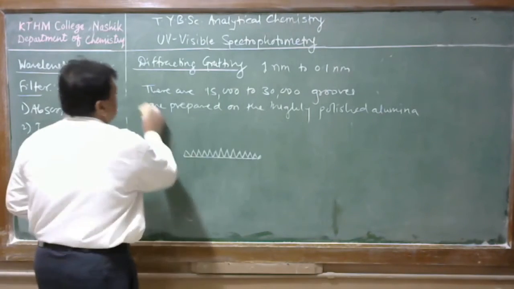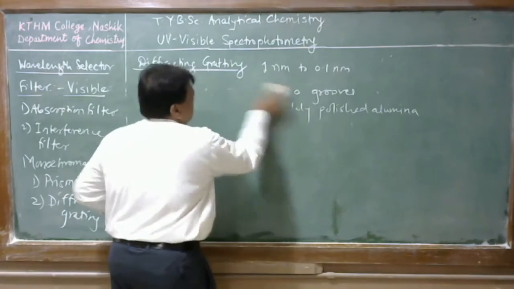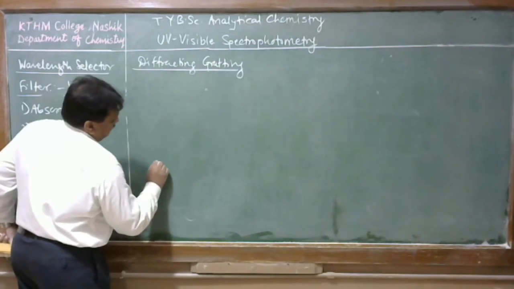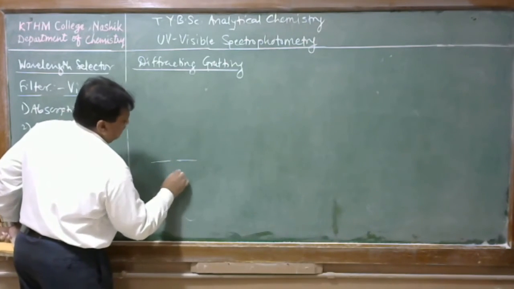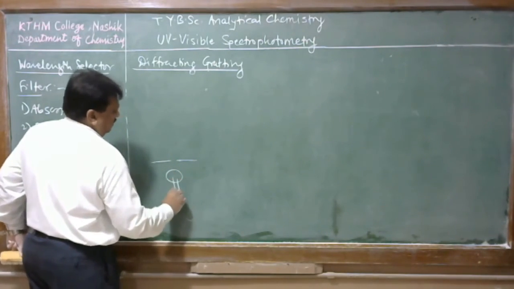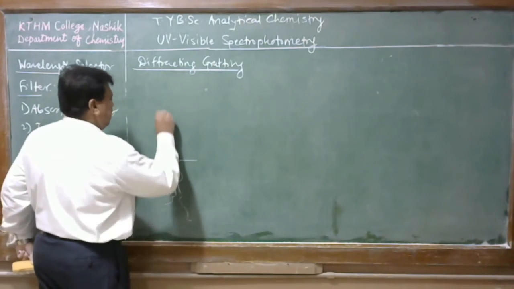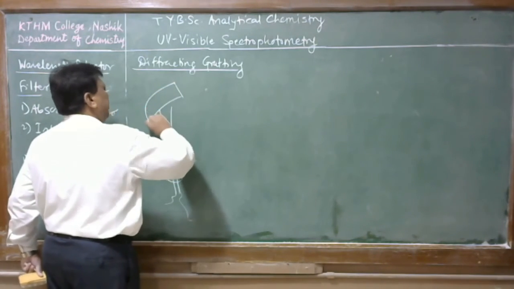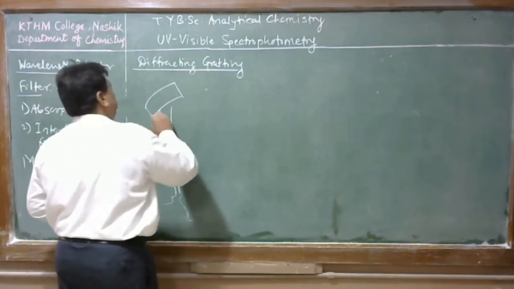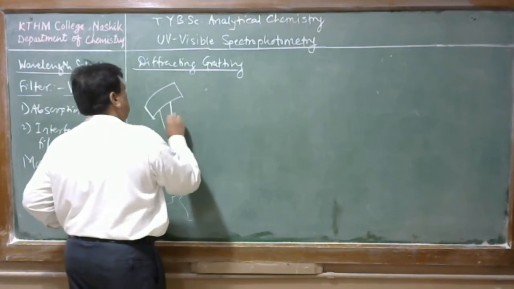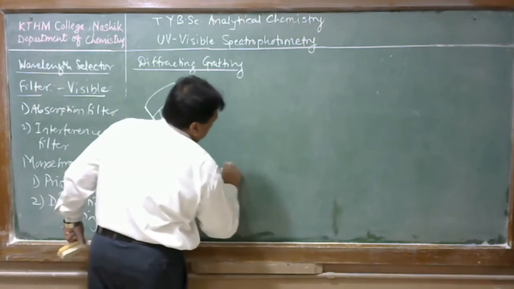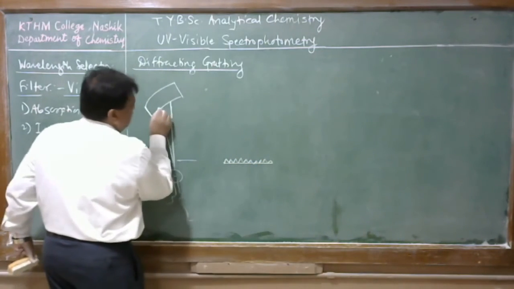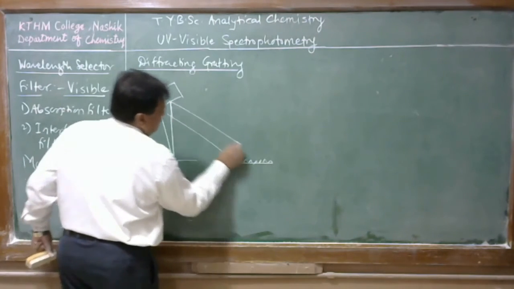Now we discuss how it works. Radiation from the source, suppose this is one slit, this is a source. These radiations are given on this quantum mirror for angular dispersion. This is a quantum mirror. Radiation goes from the quantum mirror to the diffracting grating. Here this is a diffracting grating. In this way these radiations are given.